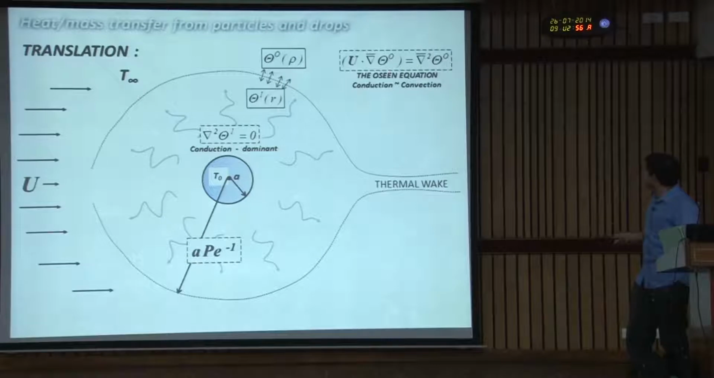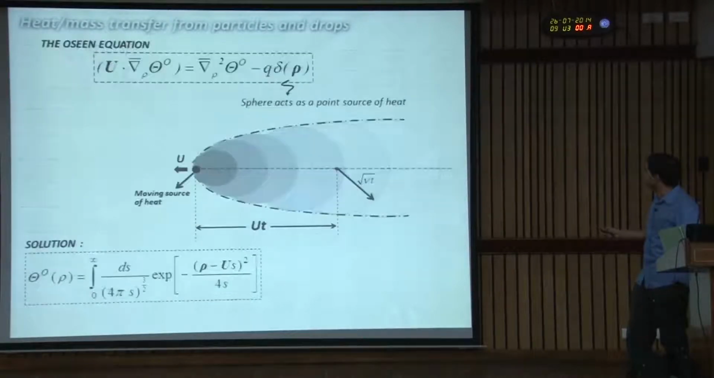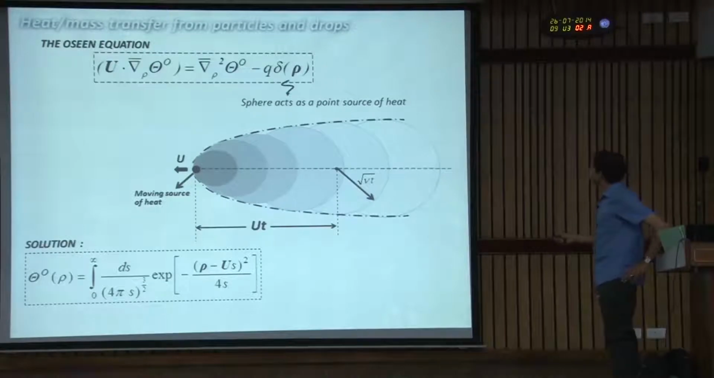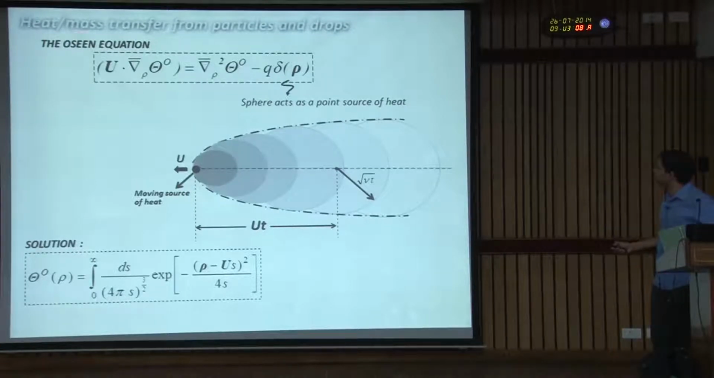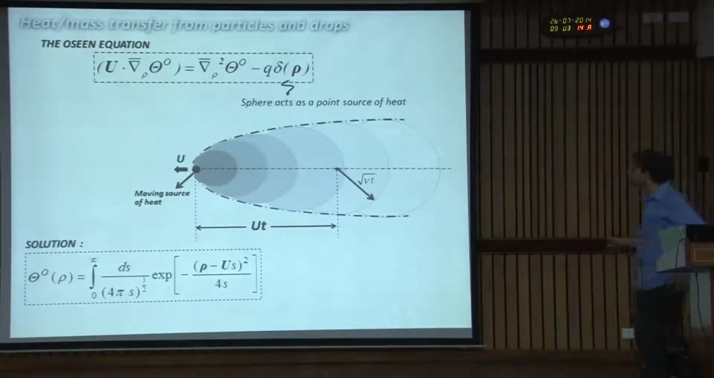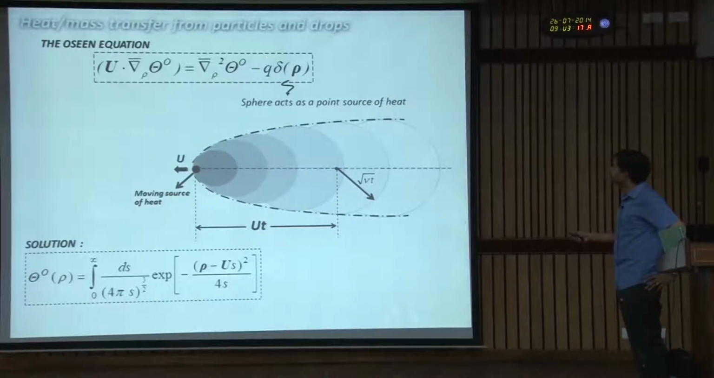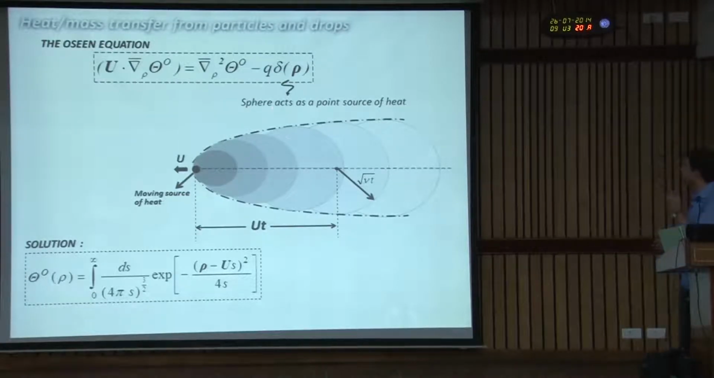Okay, and the effect of the sphere here can be accommodated in the Oseen equation by just saying that it's a point source of heat. Okay, so a point source is a delta function sitting at the origin. So if you solve this equation, you will get an idea of how the temperature field in the outer region looks like. Okay? And Q here, to leading order, can be given just by the conduction estimate. Okay? Now, if you notice, it's just the Green's function.